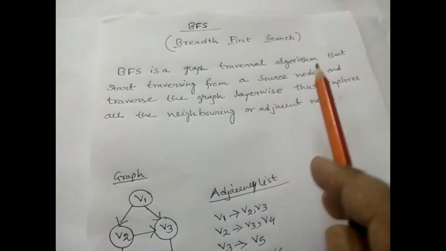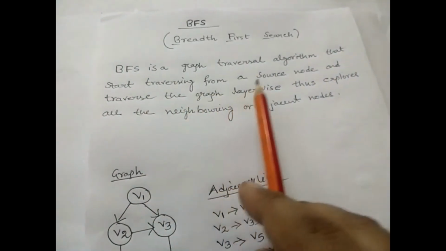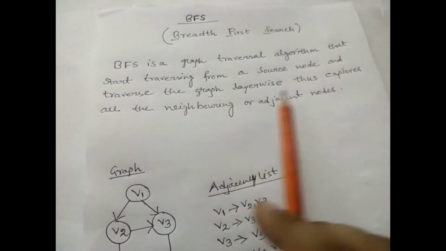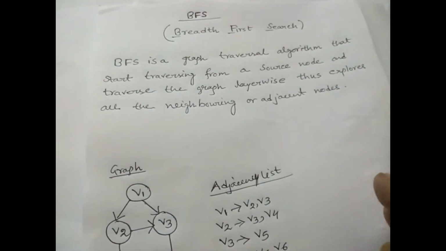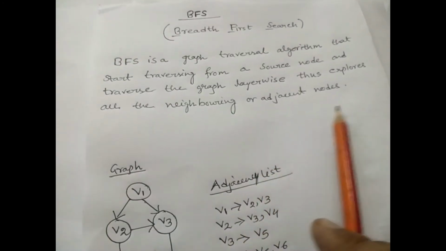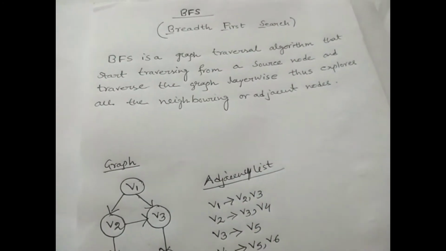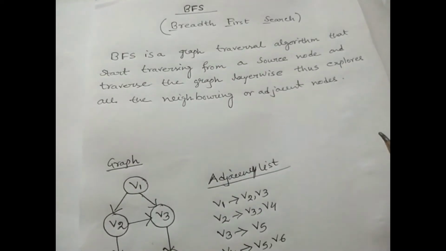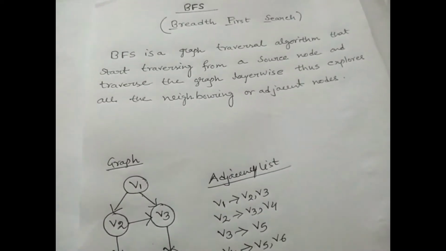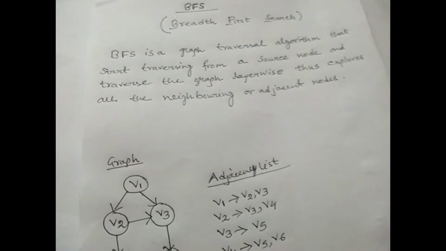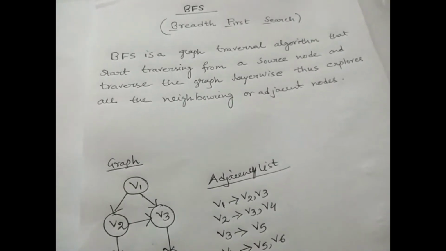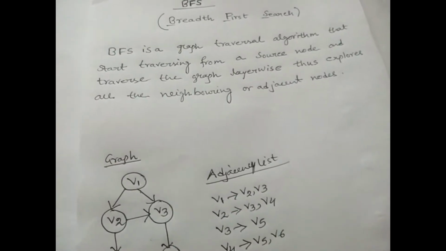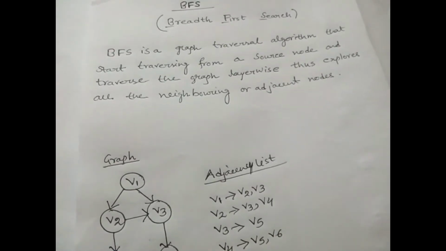BFS is a graph traversal algorithm that starts traversing from a source node and traverses the graph layer wise. Thus it explores all the neighboring or adjacent nodes. BFS uses a queue data structure, which follows the first in first out principle, such that the element inserted first in the list is the first element to be removed from the list.